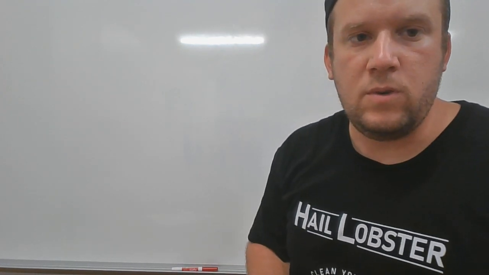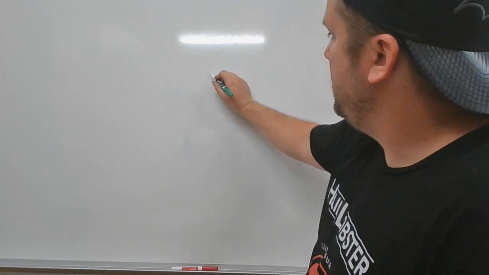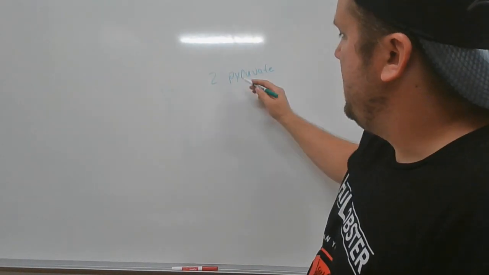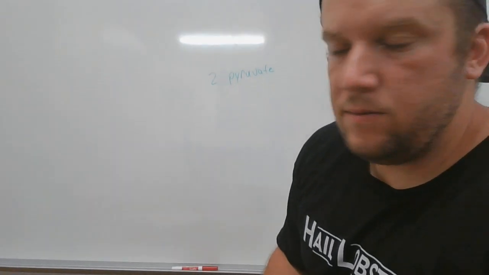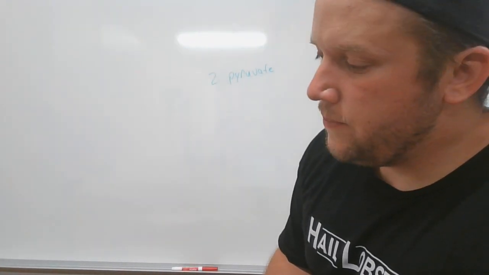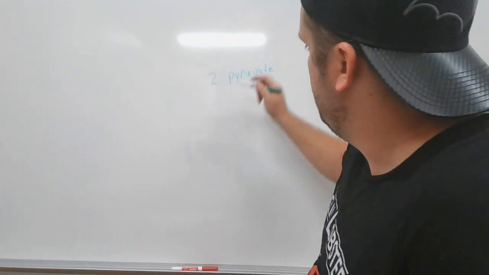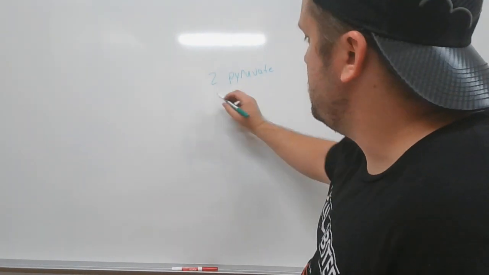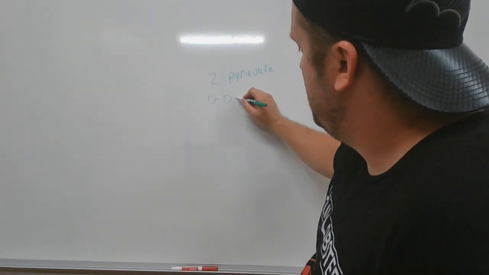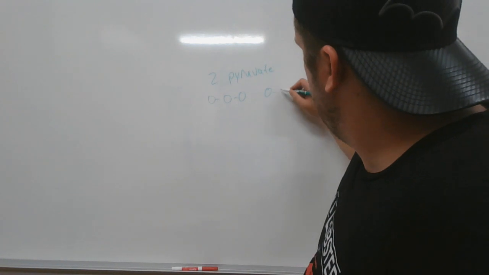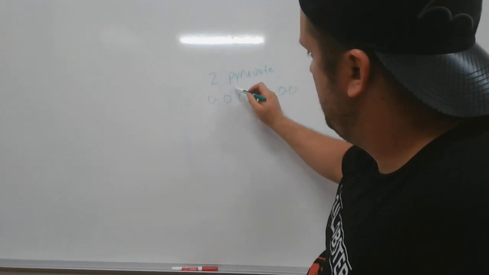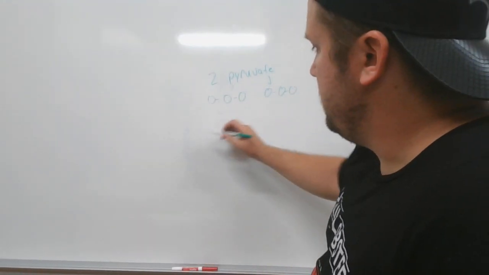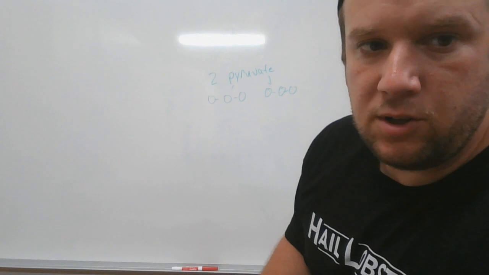Last video, we ended with 2-pyruvate. Pyruvate is the end product of the breakdown of one glucose molecule into 2-pyruvate as a result of glycolysis. Each pyruvate molecule is a 3-carbon chain molecule. Each one of these molecules is going to go through what's called the Krebs cycle.